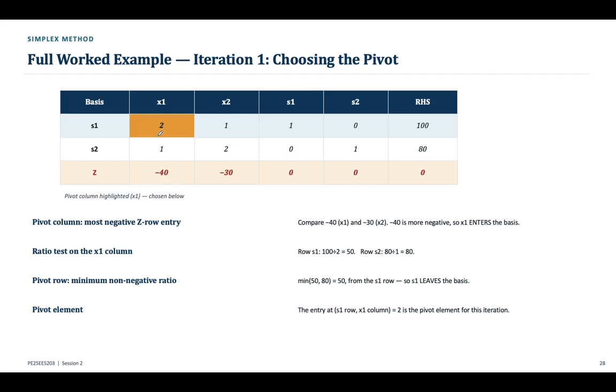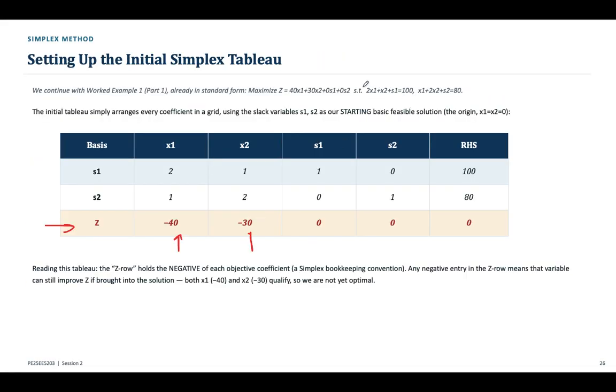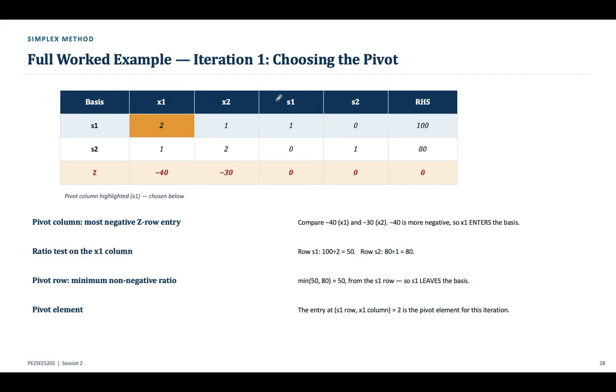For the first constraint, the right hand side is 100 and the x1 coefficient is 2. How did you get to know the x1 coefficient is 2? From the constraints. If you go back and look at the equations, you have 2x1, so the coefficient of x1 is 2 here. For the other constraint also, the coefficient of x1 is 1. Therefore, the ratio is 100 divided by 2, that is 50.